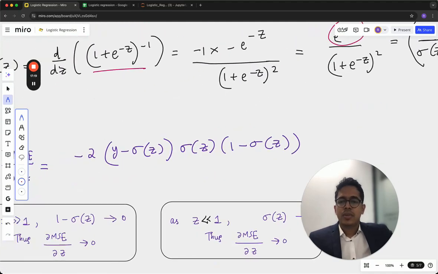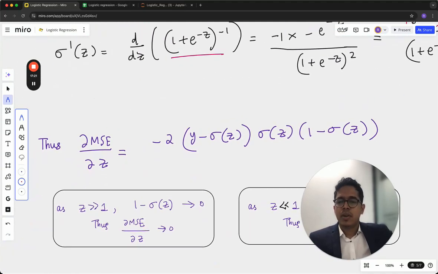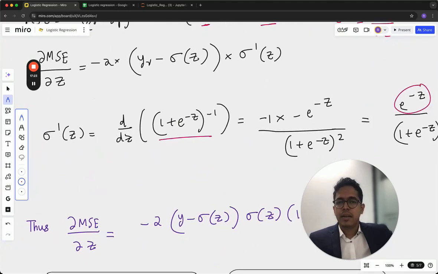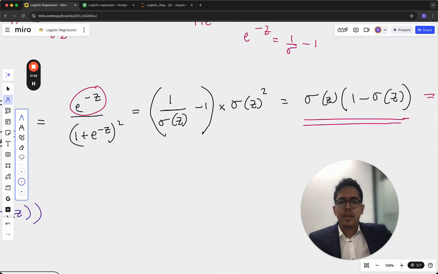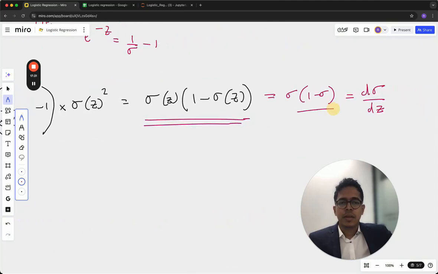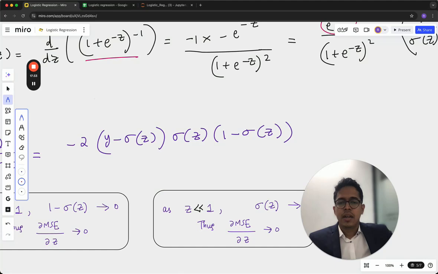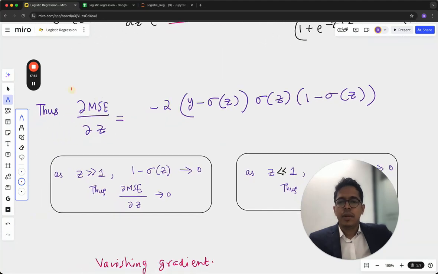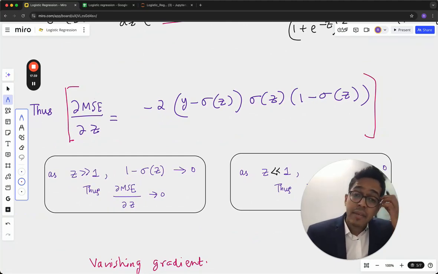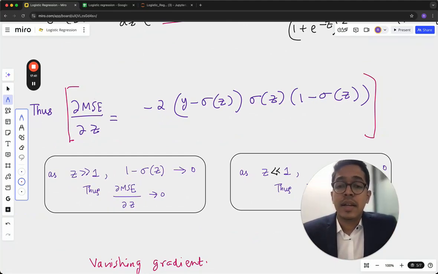Okay. So now, what is dou by dou z of mean squared error? We have this as the term for the mean squared error's derivative, and for sigma prime, you substitute this term, sigma times 1 minus sigma. So that is what I have done here. So this is dou mean squared error by dou z. Fine. So we have an expression for the mean squared error's derivative.